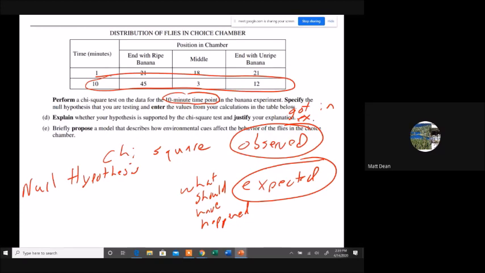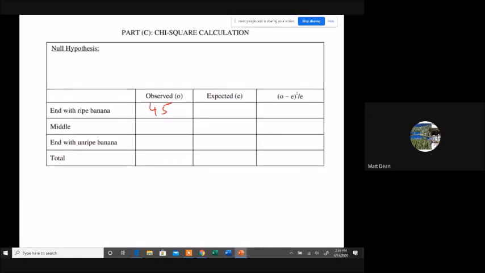The middle, we had 3 flies there, and the end with the unripe, we had 12. Well, if we add those up, 45 plus 3 plus 12, that's a total of 60 flies.